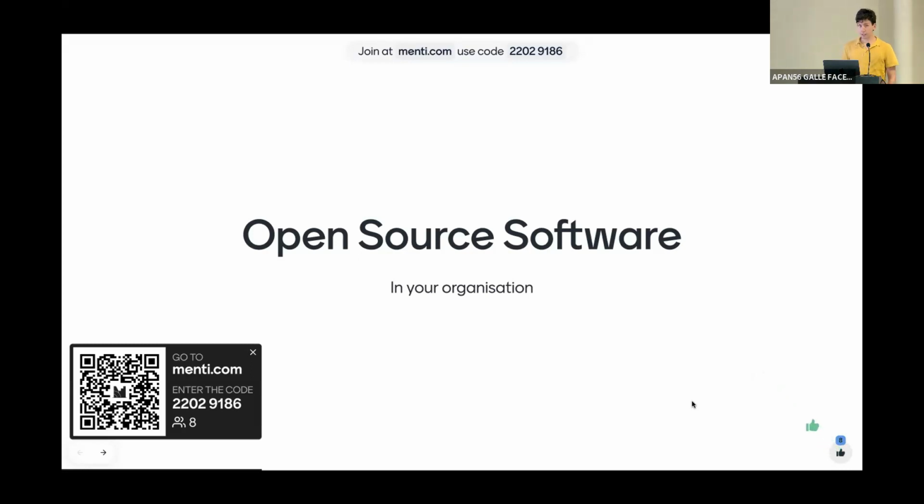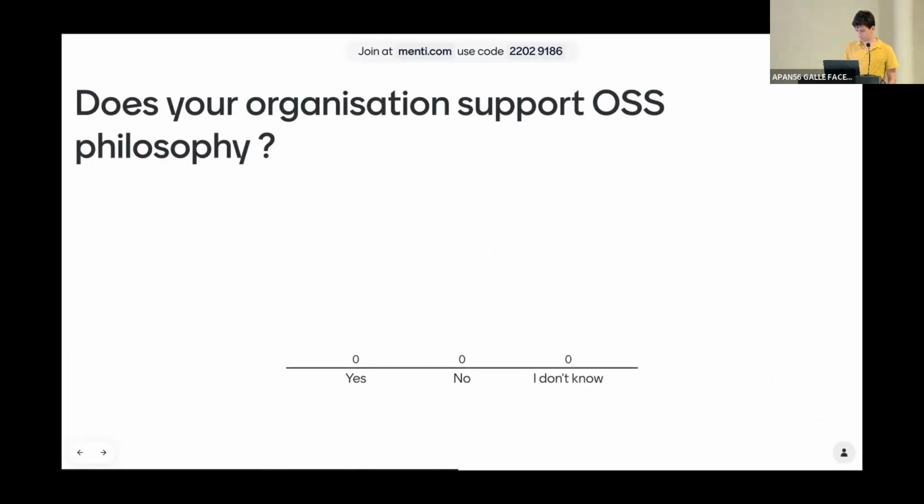Good to go, I think. So we'd like to ask you a couple of questions before we start about open source software in your organization. And I hope it will go to the next slide. So, does your organization support open source software, the open source software philosophy? Yes. There was an immediate response by two. So it's yes, no, I don't know. Four. Well, I think that's a 100% score. People support this. That's good, because that means that we can have a good discussion today.